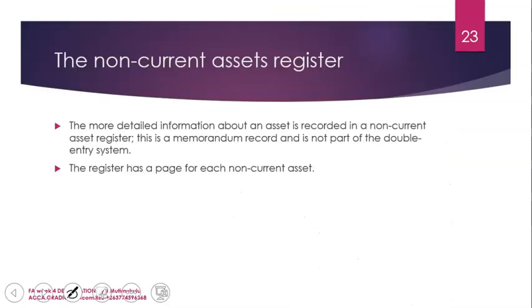Now, there is what is called an asset register. This is a record that gives more detailed information about the asset. It is a memorandum record. It is not part of the double entry bookkeeping system. It is like the receivables ledger or payables ledger. The register has a page for each non-current asset. It is a manual system, remember.